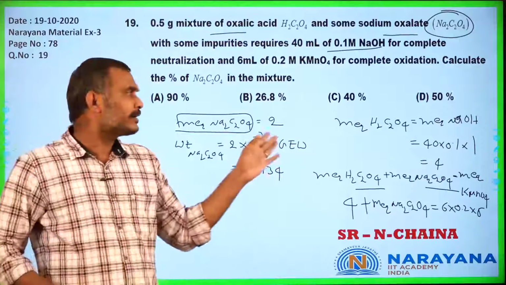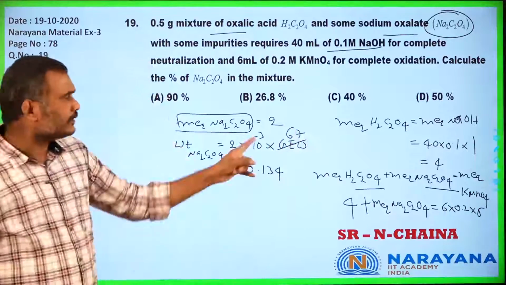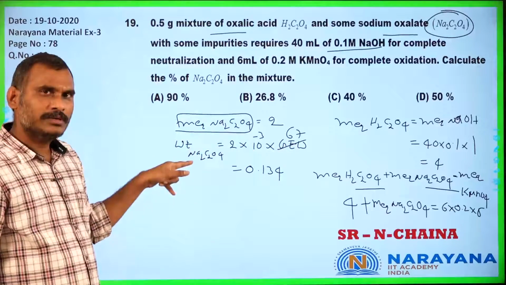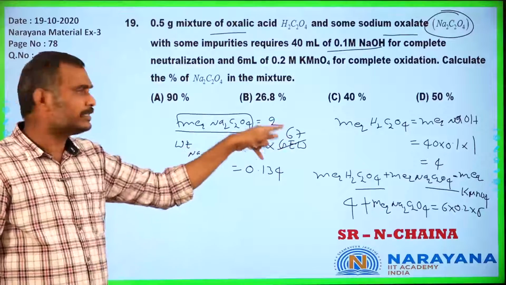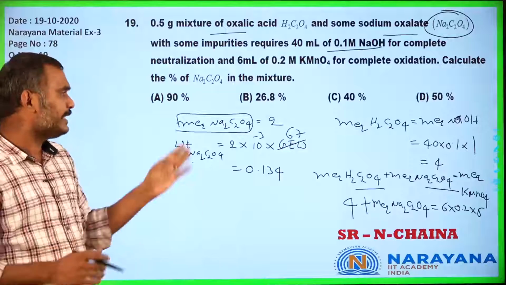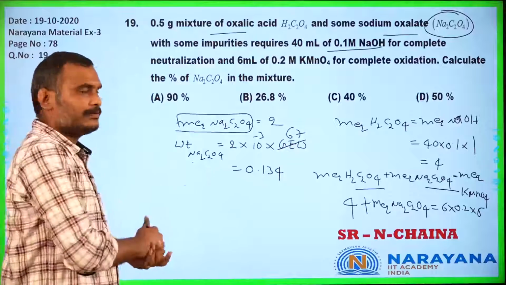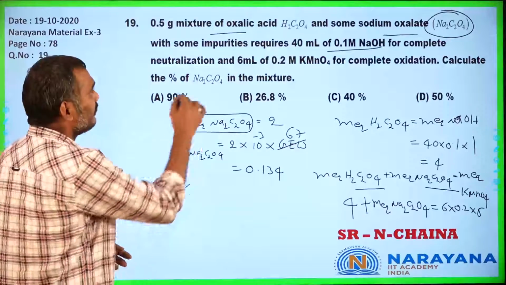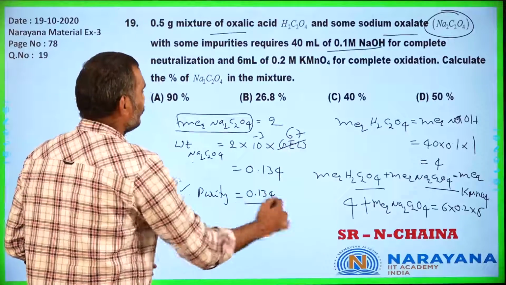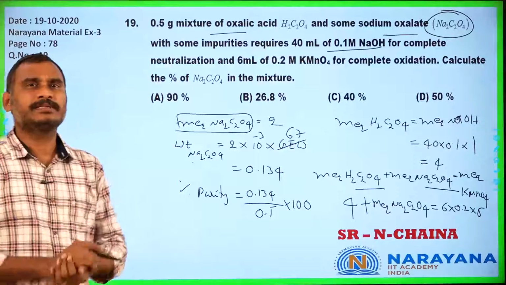What is the gram equivalent weight of sodium oxalate? 67. Why? Na2C2O4 molecular weight by 2. So weight is equal to gram equivalent weight into 2 into 10 power minus 3. That is equal to 0.134. If you know the weight, percentage purity is equal to 0.134 by the given 0.5 into 100. You will get the percentage purity.